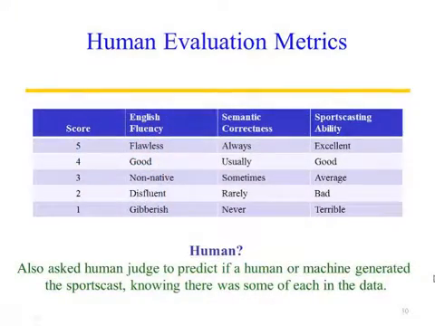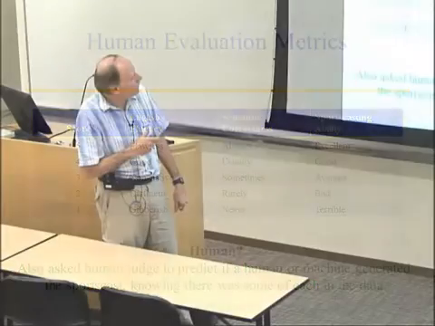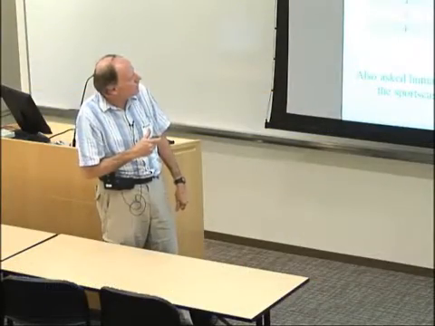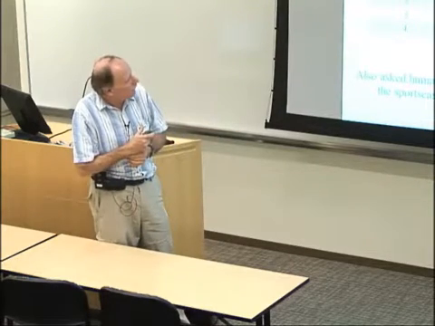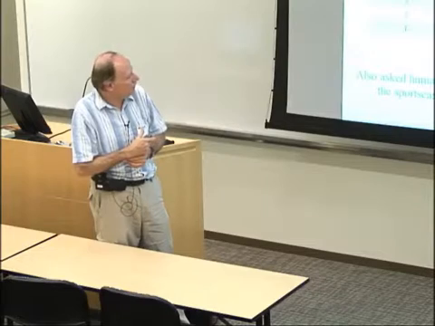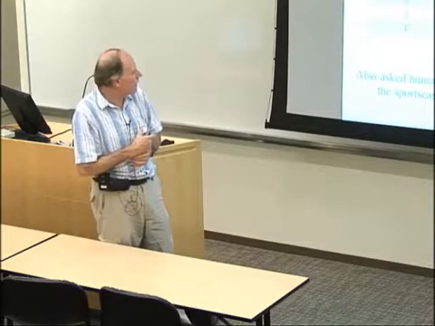Then we asked them basically 4 questions. We had them rate on a 5-point scale the English fluency, from flawless to gibberish; semantic correctness, where we tried to explain to the Turkers what we meant by this: is it really saying something that actually happened in the game, from always to never. And then this very vague question was just, how good a sportscaster is this, from excellent to terrible? The scores on that were actually all low because it's very boring. And we also, again, told them half of them are human, half are not, and they have to guess which ones were generated by a human being.